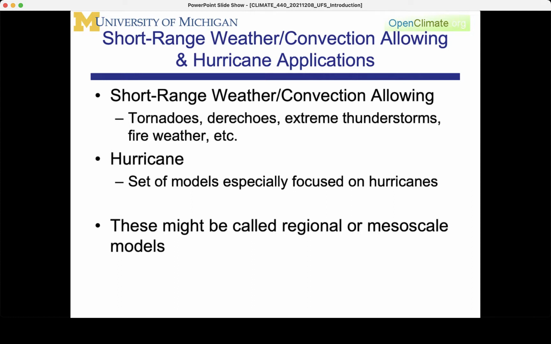Two other applications that receive a lot of attention and would be of special interest to this class, I'm sure, are the short-range weather convection allowing and the hurricane applications. The short-range weather convection allowing application is the one we use for tornadoes, derechos, extreme thunderstorms, fire weather. These are forecasts of 1 to 2 to 3 days. Use them for aviation as well. The hurricane application is obvious, a set of models especially focused on hurricanes. And all of these might be called regional or mesoscale models to the students in this class.